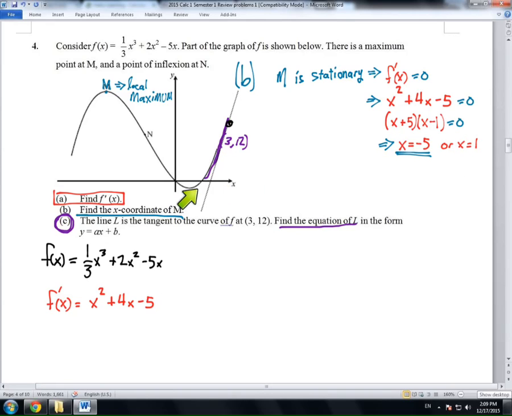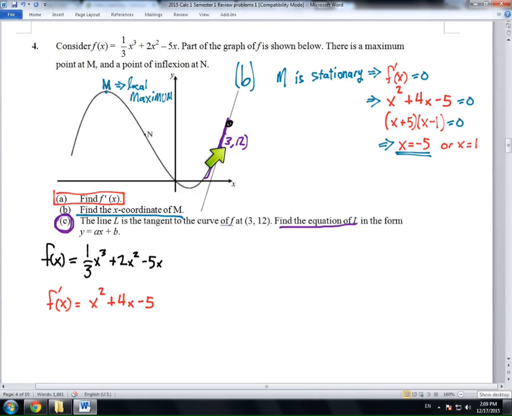Just looking at the graph, I can see here, when x is 1, we have a minimum, so x equals -5 has to be, what did it say? The x-coordinate of M. Found it. Done. Finally, for part C, it says there's a tangent line to the curve of f at (3, 12).